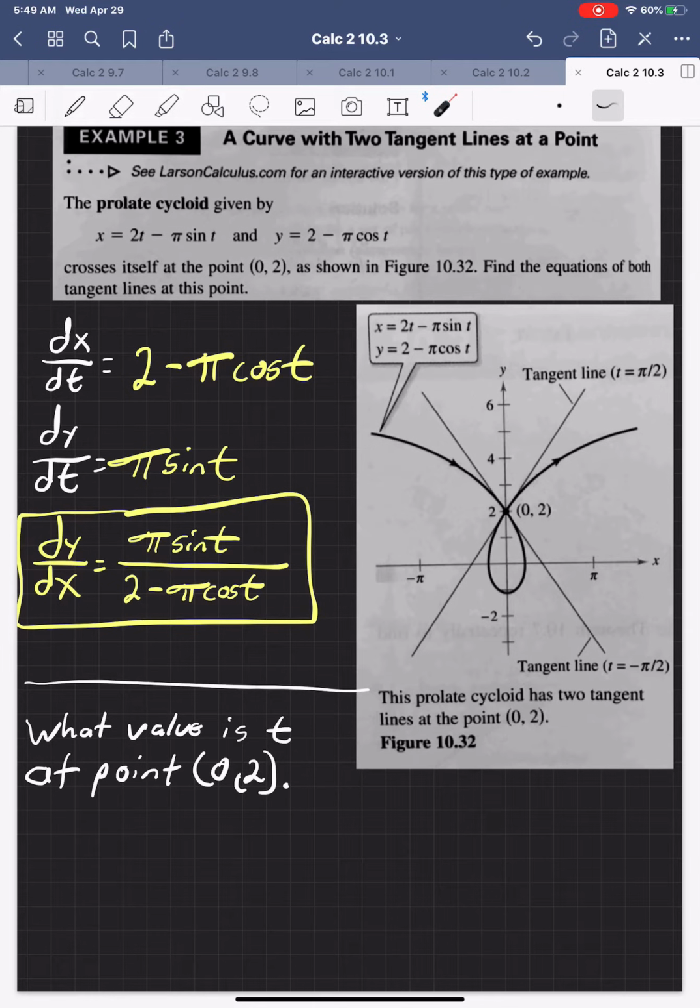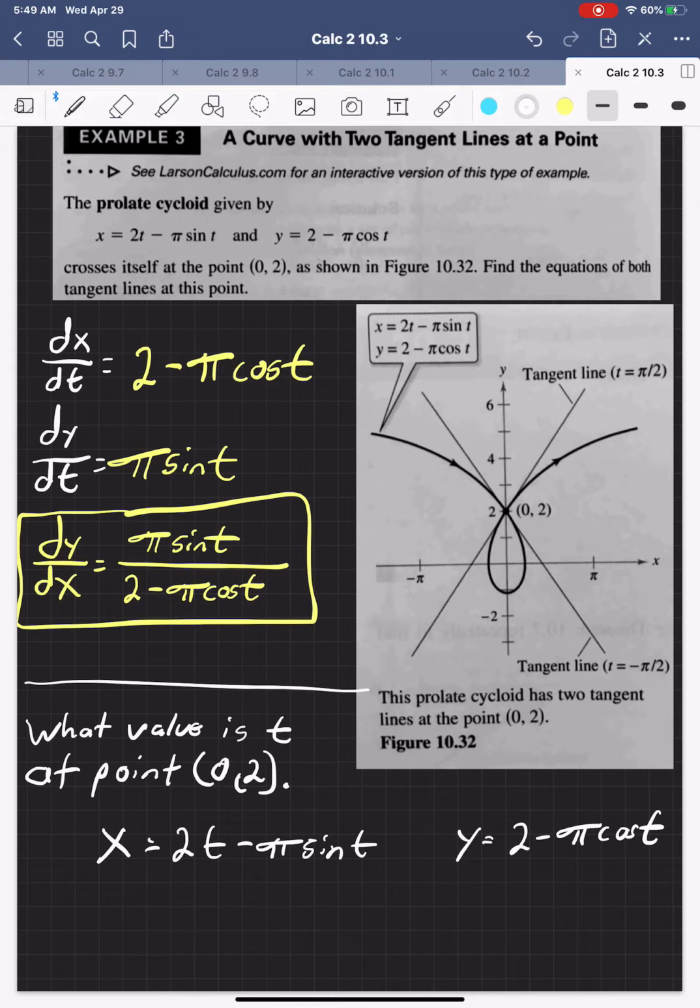Well, to do this, because it crosses twice, what you're going to do is write x equals 2t minus pi sine of t, and write y equals 2 minus pi cosine of t. So those were the original equations before any derivatives were taken, right?